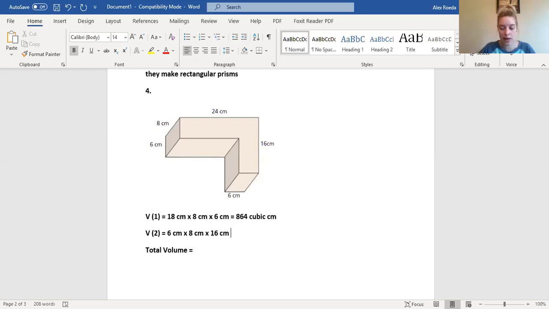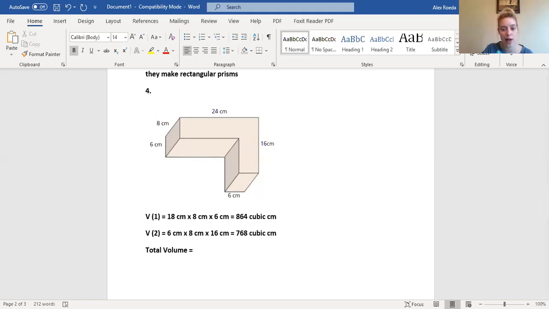Now I can multiply those together. 6 times 8 we know is 48. Then I can multiply 48 times 16. When I multiply 48 times 16, I get 768 cubic centimeters. Now I can move on to that last step.